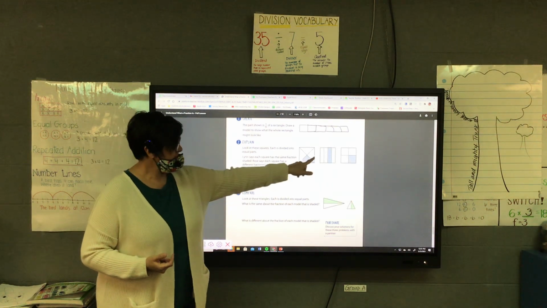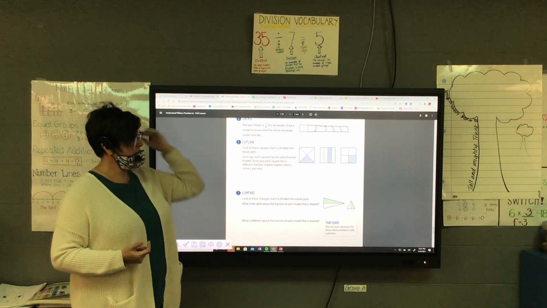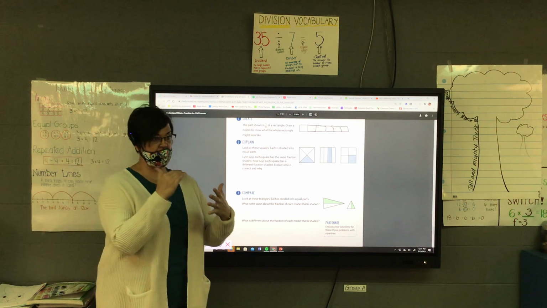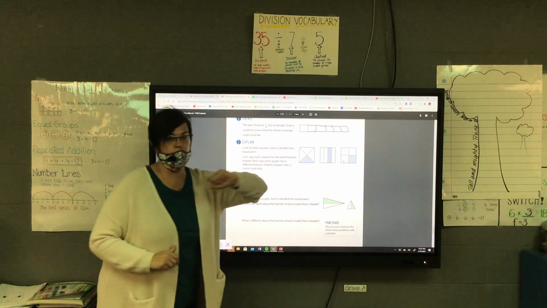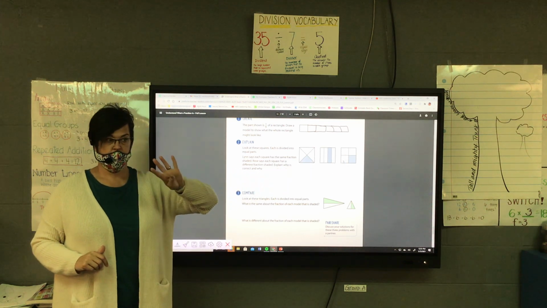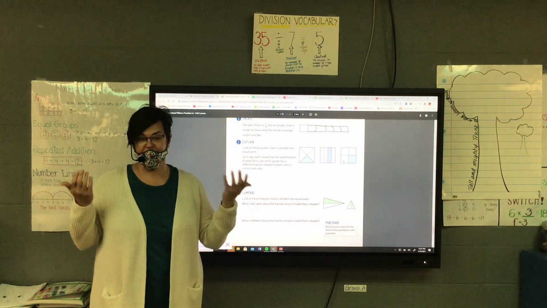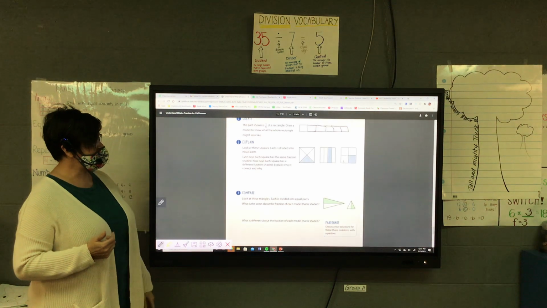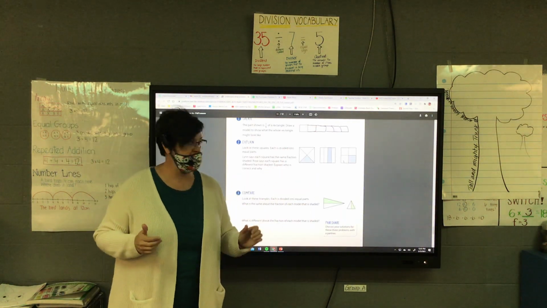1/4. How many equal parts in this square? 4. How many parts are shaded? 1. So the fraction would be? 1/4. What about this square? How many equal parts? 4. How many parts are shaded? 1. So the fraction is? 1/4. Okay. Lynn says each square has the same fraction shaded.